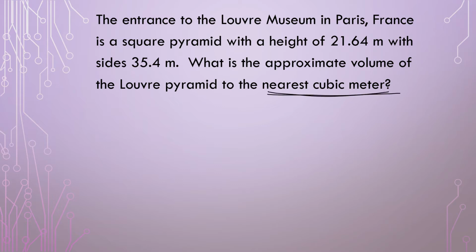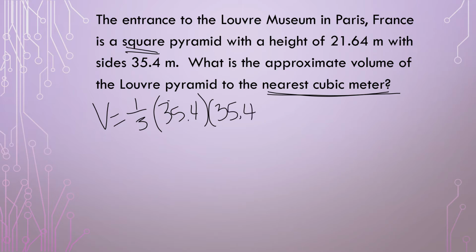So that means we're going to have a whole number for the answer, which is fine. You can round at the end. So the height is 21.64, and it is a square pyramid. So volume is 1/3 times the area of the base, which would be 35.4 times 35.4, and then times the height, which is 21.64.